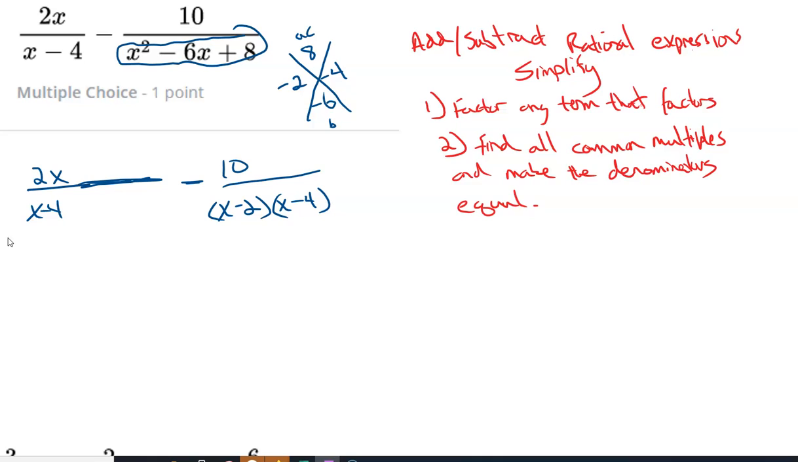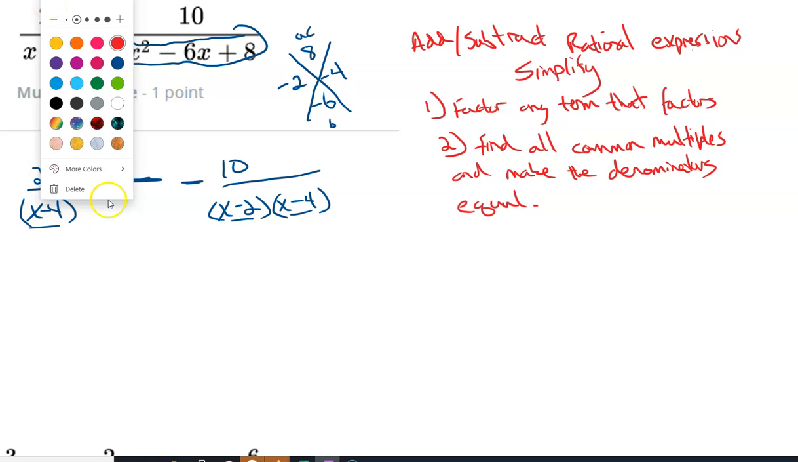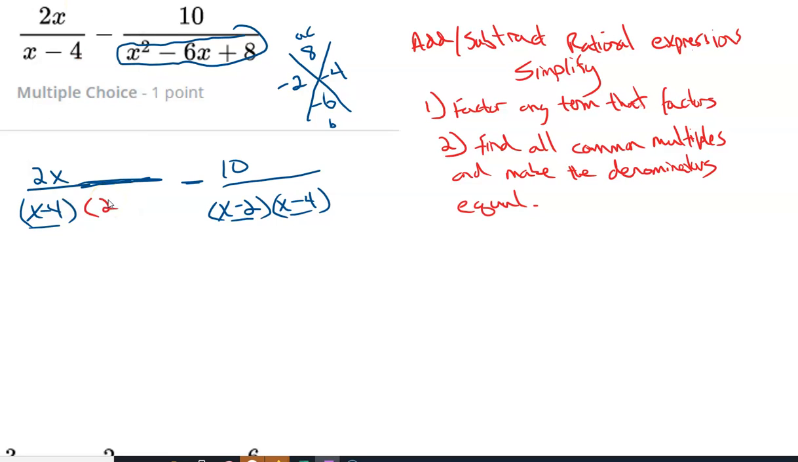The next step is I need to find all the common multiples to make the denominators equal. So I have multiples here. I have x minus 2 and x minus 4, right? This one has just x minus 4. It still needs x minus 2 to be the same as this other one. So what I'm going to do is multiply it times x minus 2. So now they're the same. See, this is x minus 2 times x minus 4. This is x minus 2 times x minus 4. But if you're going to do that to a fraction, if you put an x minus 2 on the bottom, you have to put an x minus 2 at the top like that right there. So now they're all equal, right?